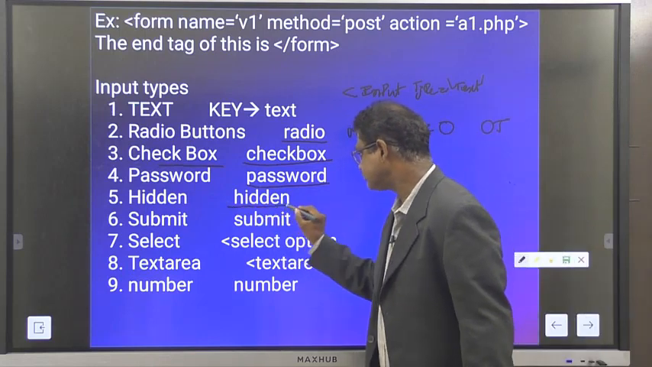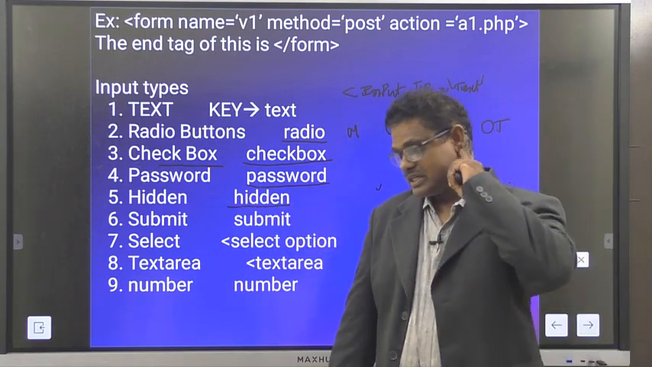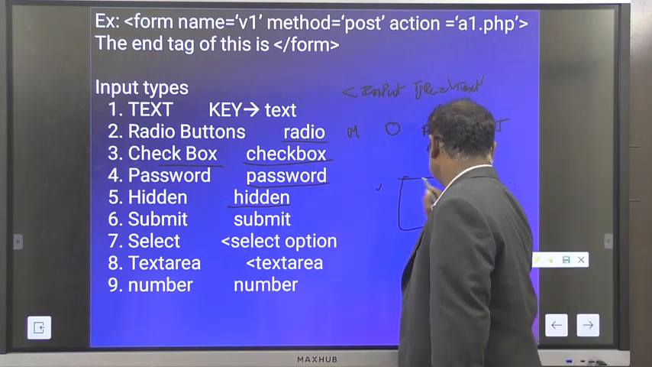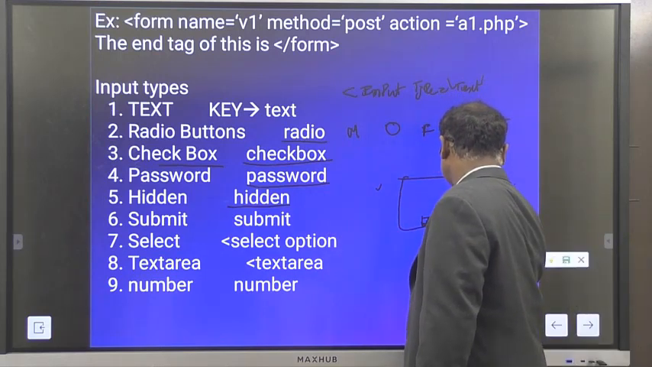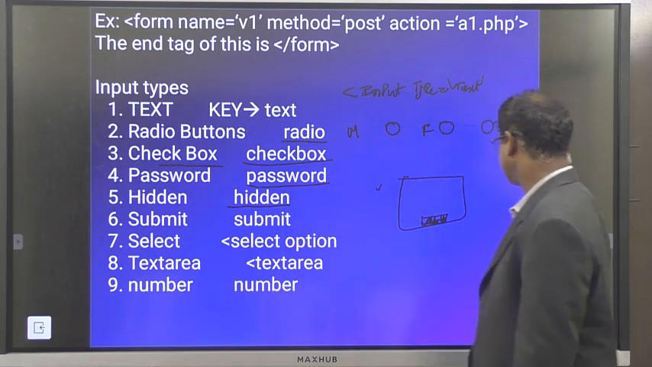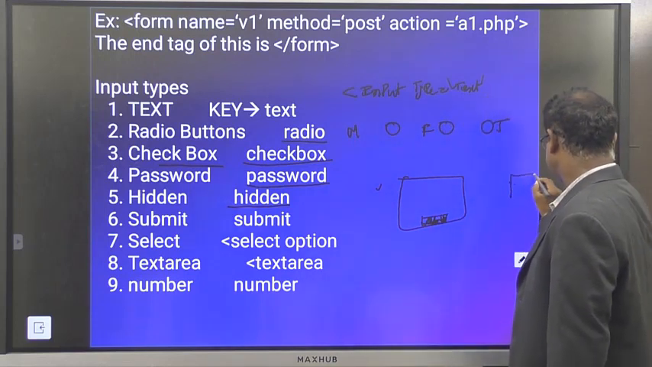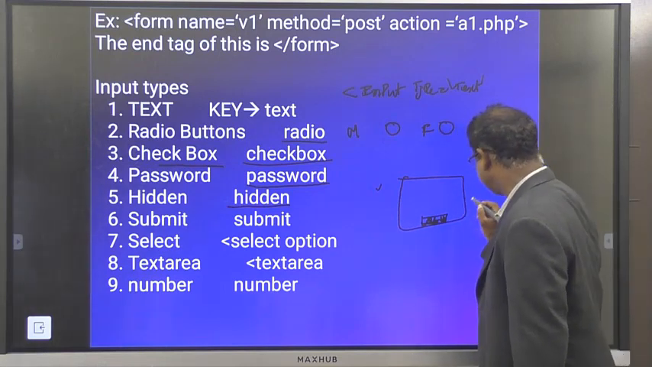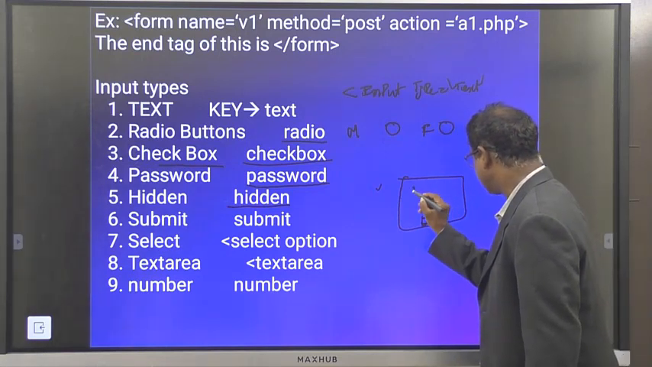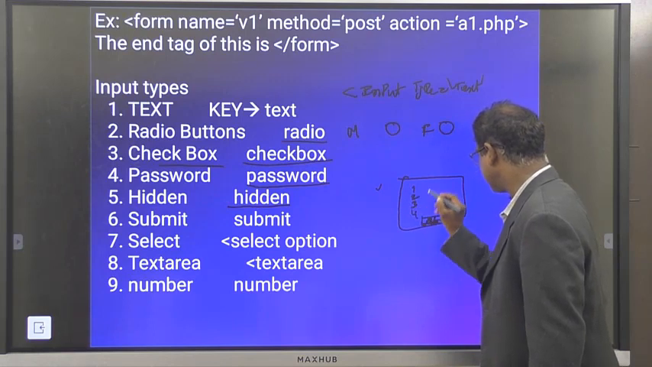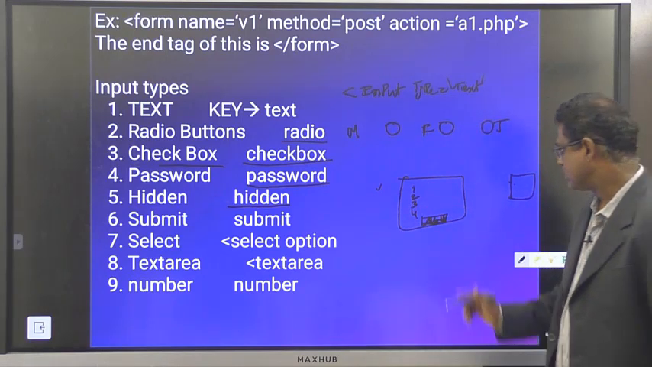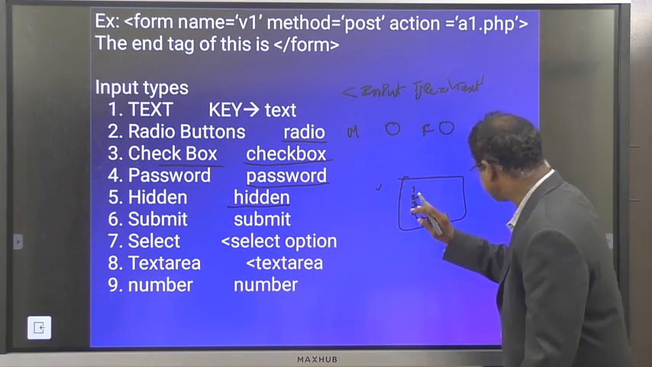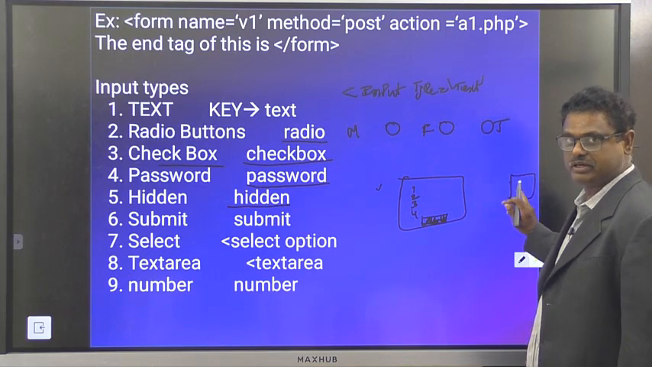Then, hidden. What do you mean by hidden? Now, this is an input screen where some submit is there, and this is the action file. Now suppose you have 4 input values here. If you press submit, these 4 will come into this action file.